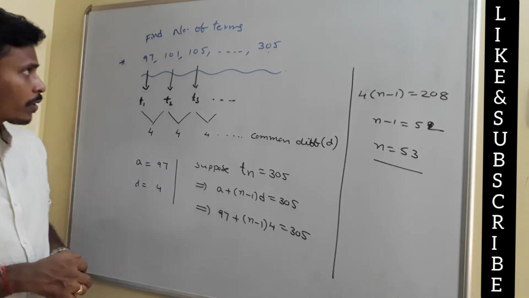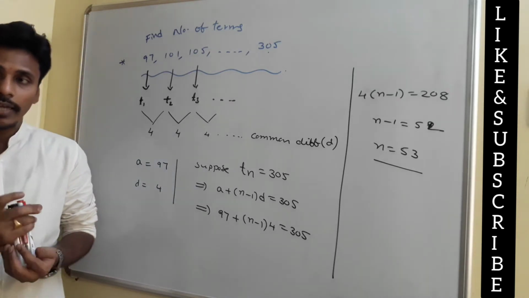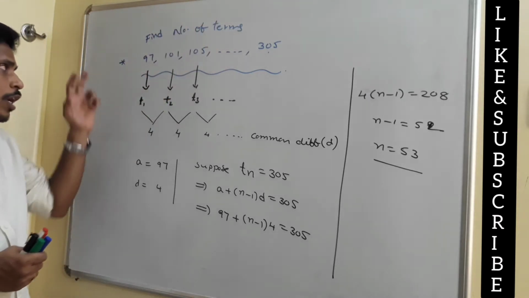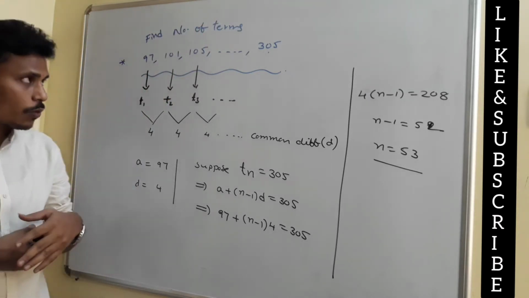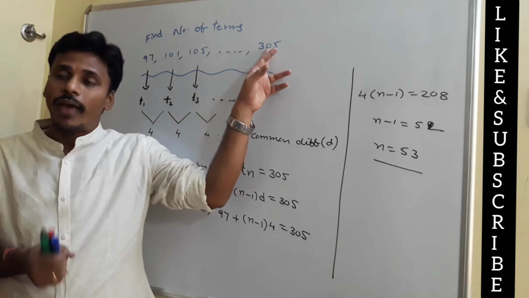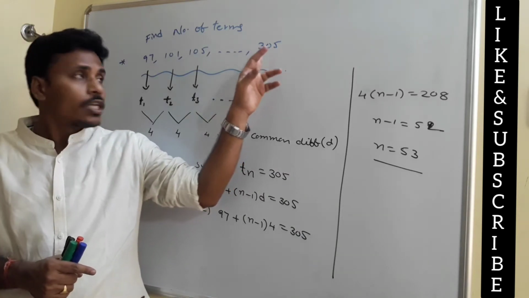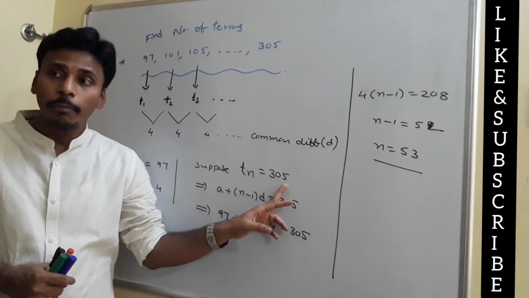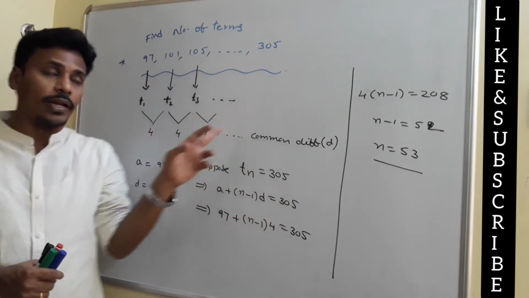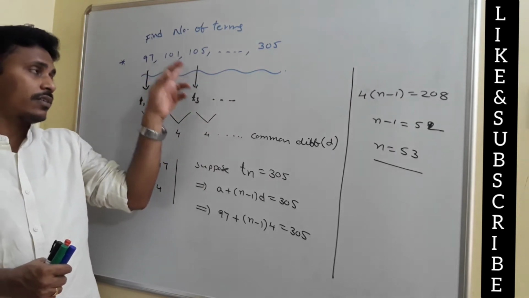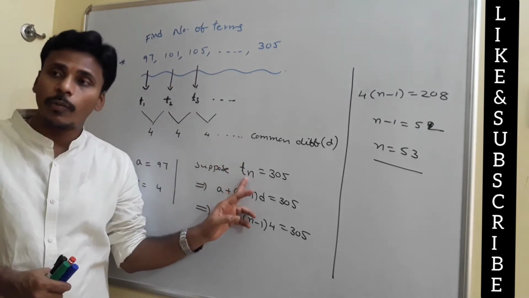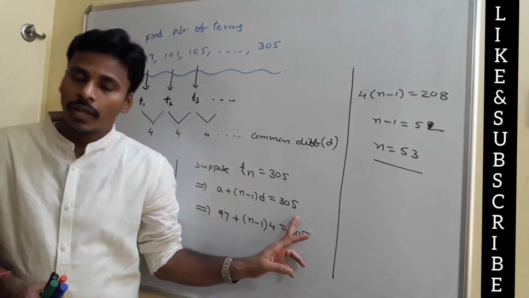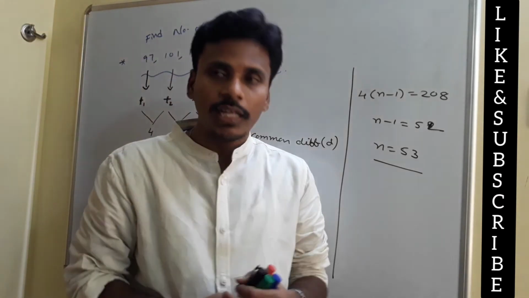Just have a look at this once again, I am repeating. They ask you to find the number of terms of the sequence 97, 101, 105, and so on up to 305. To identify the number of terms, you let the last term 305 be the nth term of this sequence, so Tn is equal to 305. Before that, you need to identify that this is an arithmetic sequence by identifying the common difference as 4. Since this is an arithmetic sequence, Tn, the general term, is a plus n minus 1 into d, which is 305, where a is 97 and d is 4.